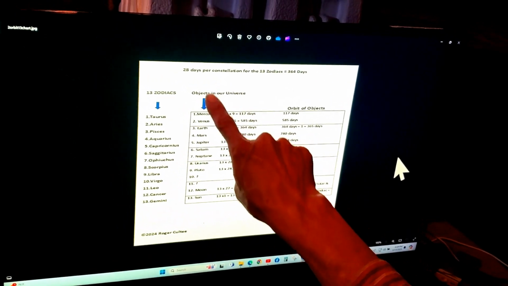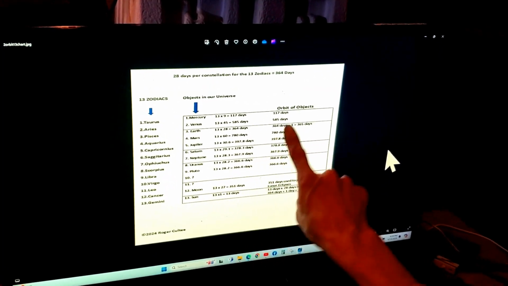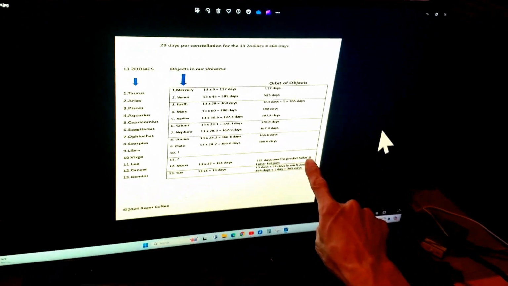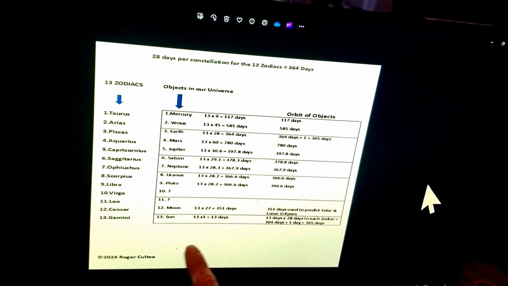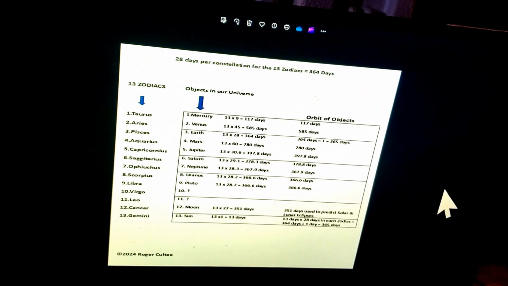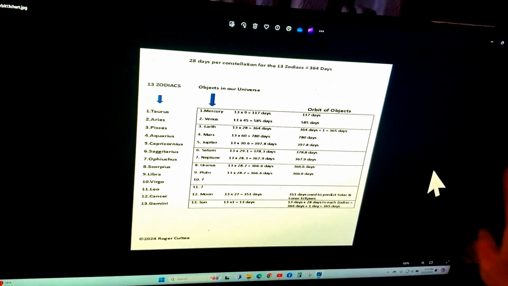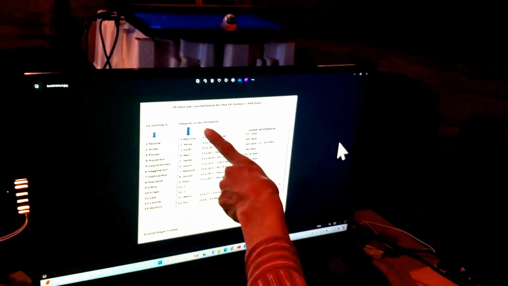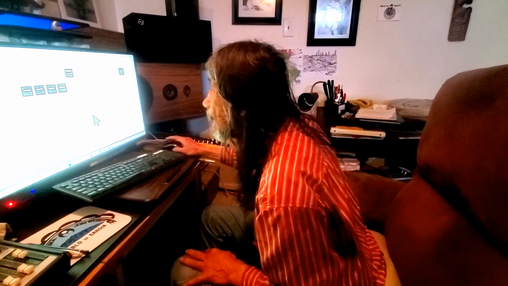The 13 objects in our universe, which I just explained, and how they all operate according to the days and the orbit of the objects that go through time. And that's C351 used to predict solar and lunar eclipses. Basically what I just explained to you is just a chart on here. So now, 28 days per constellation for the 13 zodiacs. I'm going to show you the zodiacs.